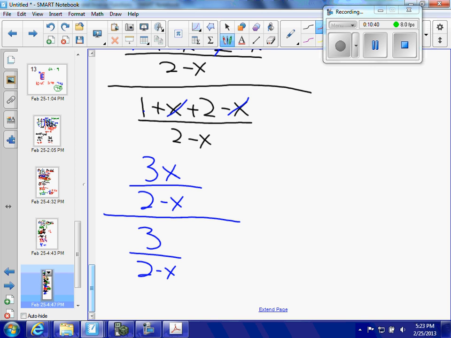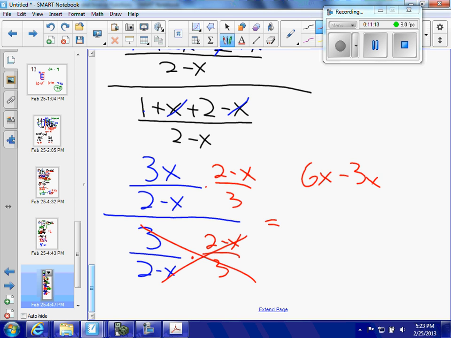Well, now let's try and get rid of my denominator here. And I'm going to multiply this by its reciprocal, 2 minus x over 3. And if I do it on the bottom, I have to do 2 minus x over 3 on the top. So my denominator goes away. And I have 6x minus 3x squared.